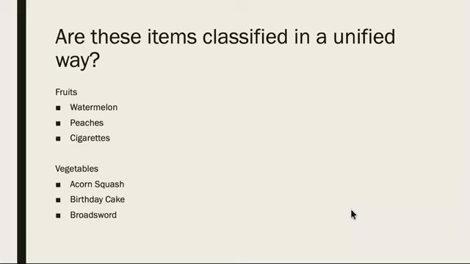A broadsword, for those of you who are unfamiliar, is one of those great big medieval weapons. But yeah, that's definitely not a vegetable. A birthday cake, I wish was a vegetable, but it's not. But an acorn squash is. So there would be some restructuring that would need to be done.